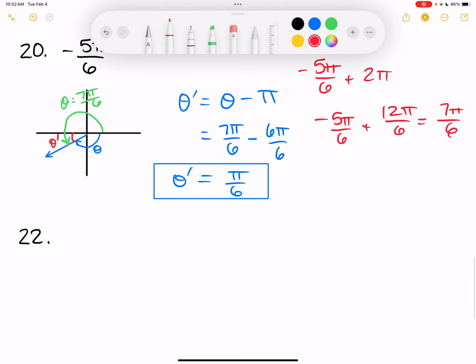All right, 22. 15 pi over 4. Now, I could count this all the way around multiple times if I wanted to, or I could find the coterminal angle first, and that's what I would recommend doing. Because this is more than 2 pi, I'm going to subtract 8 pi over 4, which is 2 pi, which gives me 7 pi over 4.